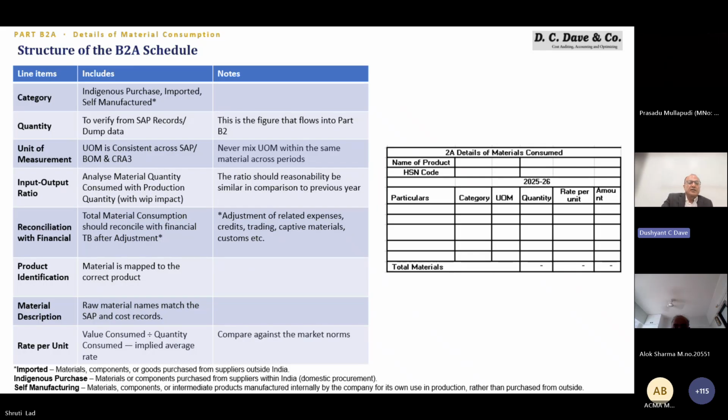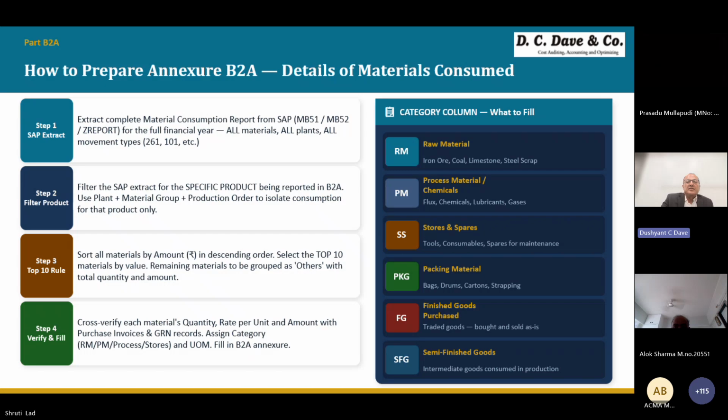Now let us understand how all these quantities and values should reconcile. Having discussed all this, let me put up a very important analytical slide which we have prepared, on how all these quantities and values reconcile. So how to prepare Annexure 1A, B2A again? You will be surprised at the length to which I am going for this B2A.